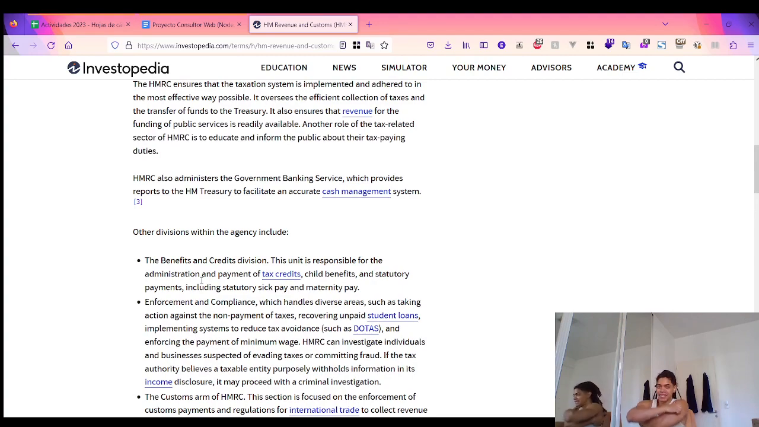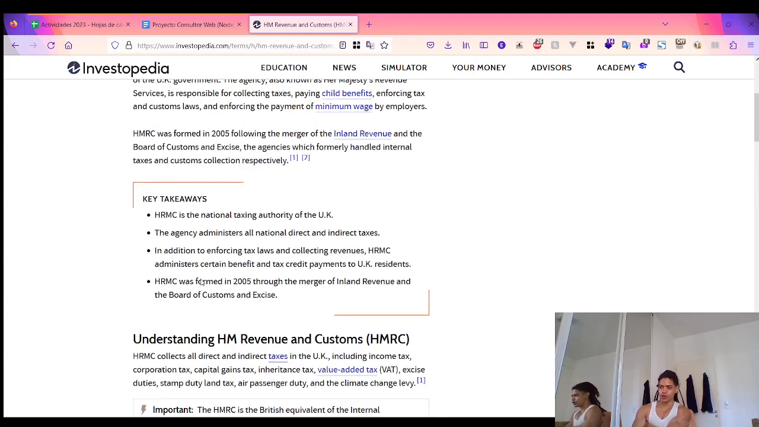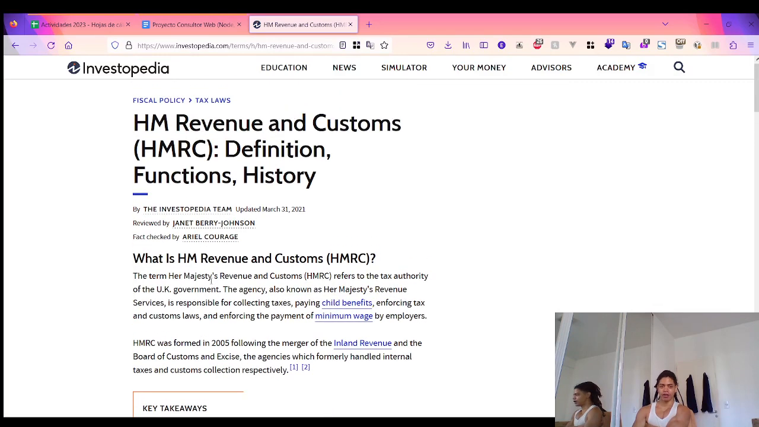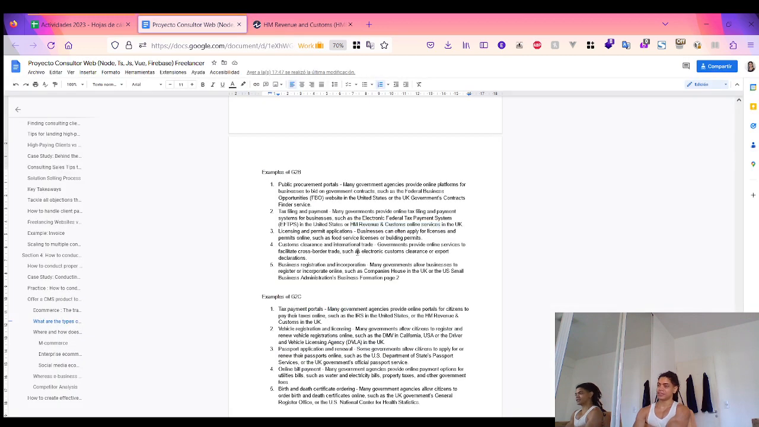Okay, I barely hear about that. So HMRC, Her Majesty's Revenue and Customs, is the tax authority of the UK, like the IRS in the US, SENIAT in Venezuela, AFIP in Argentina, and so on. Okay, interesting. I learned something very useful today.